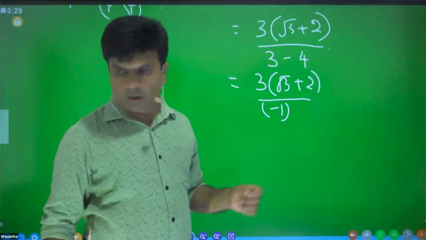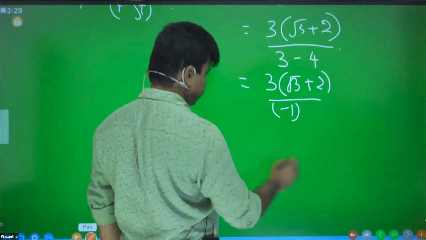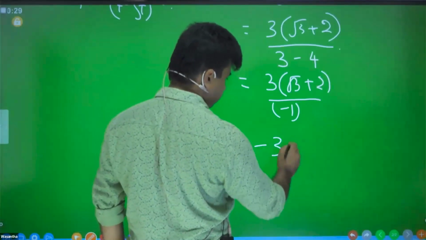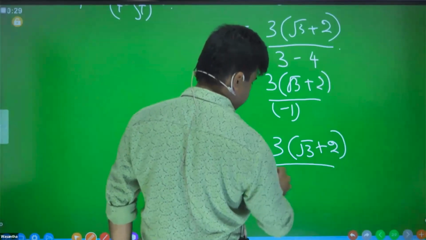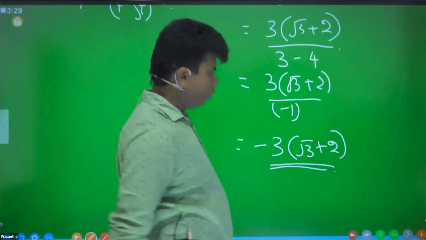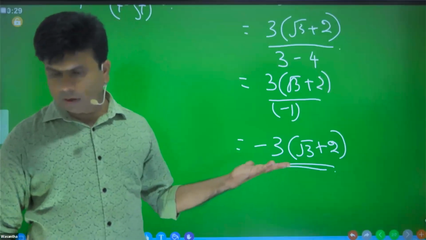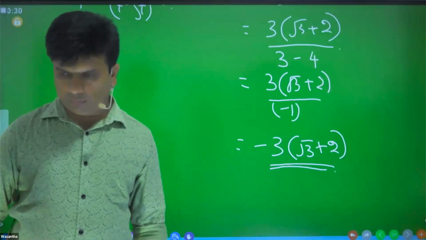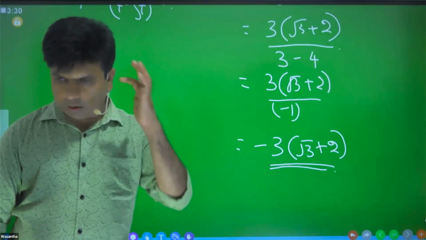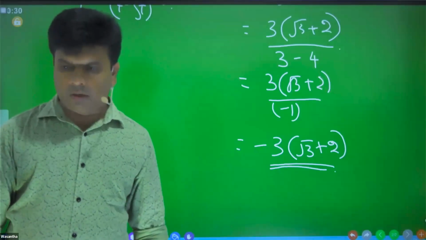So how do we write it? Then we write the answer minus 3 into root 3 plus 2. Okay? Minus 3 into root 3 plus 2, right? Who would like this? Raise your hand. Right, okay. Good.